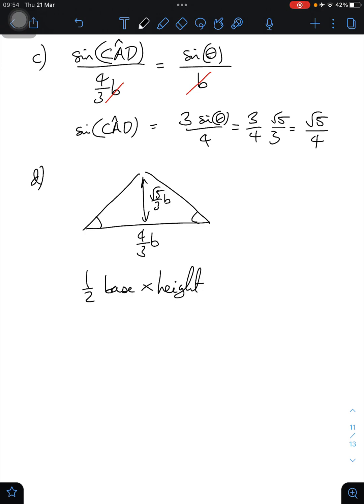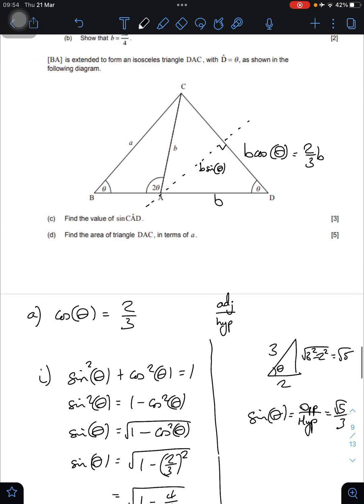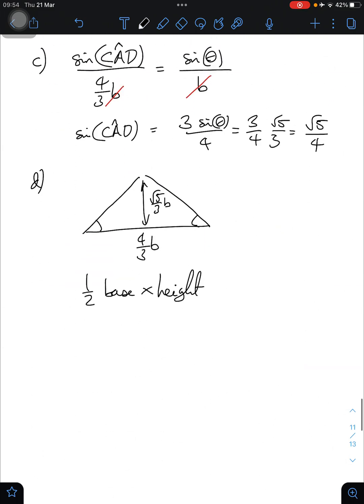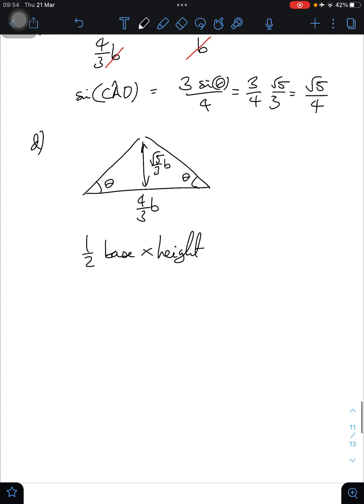And so in this case here, that there was theta, wasn't it? Yeah, theta, and therefore by extension this is theta. Half base times height would be a half, 4 over 3b, times square root 5 over 3b. And so what we'd end up with would be 2 square root 5 over 9b.